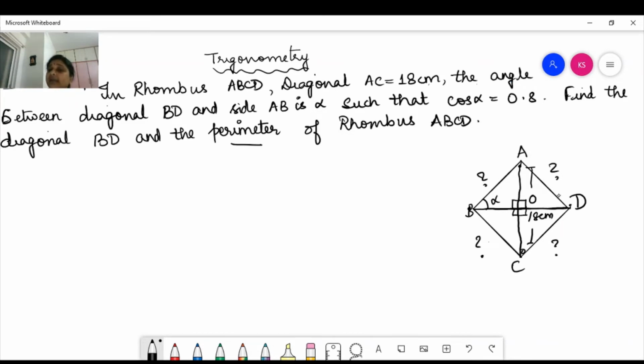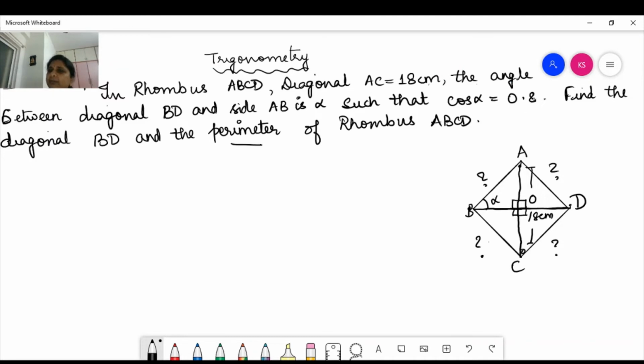What is a diagonal? The adjacent sides join together to form the sides of the quadrilateral, and when the opposite vertices are joined together, that particular line segment is called a diagonal. Now, the diagonals of a rhombus are perpendicular bisectors of each other.